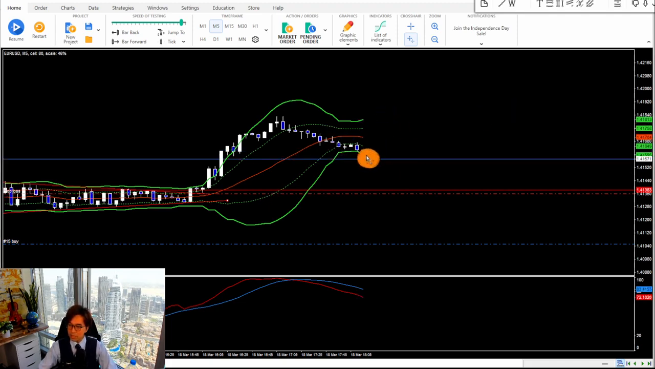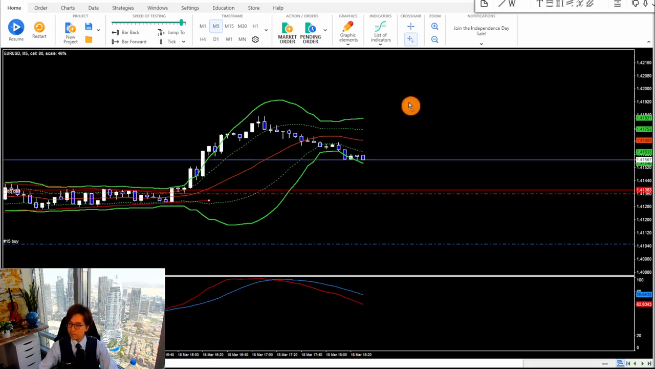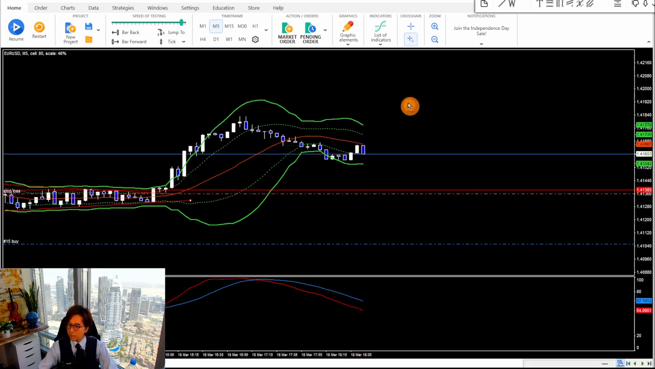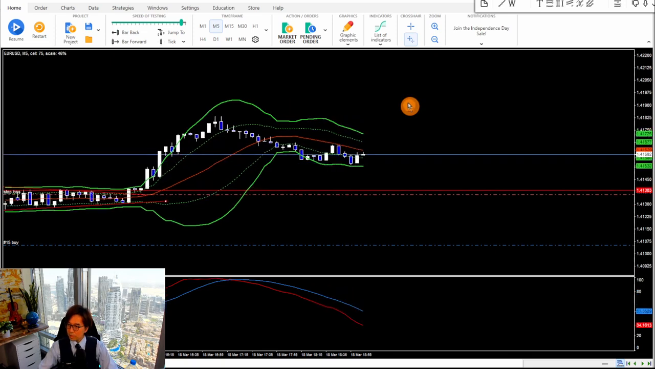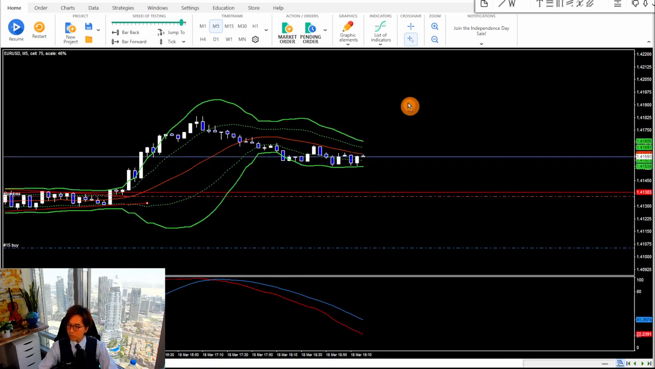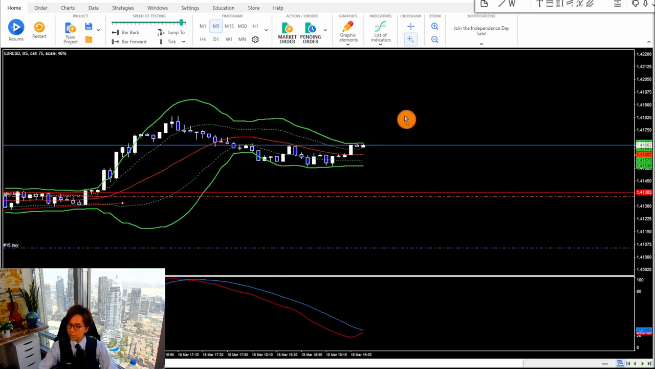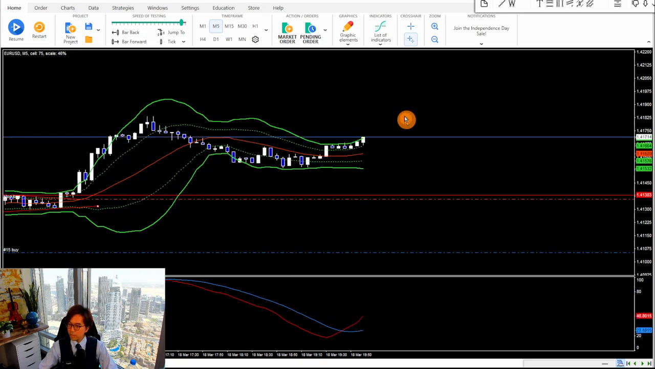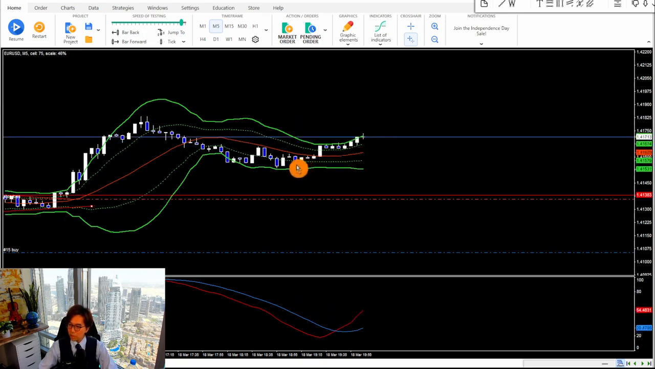Okay, looks like it hit the stop loss. So I fixed 54 pips, 50 some pips of profit. But still, I have the second one. So let's see. Okay, it looks like it's gradually going down. Okay, now the market gradually starts to move up.